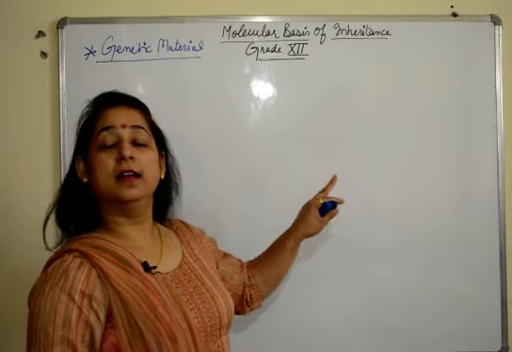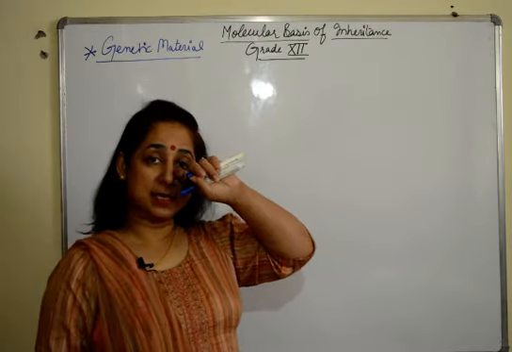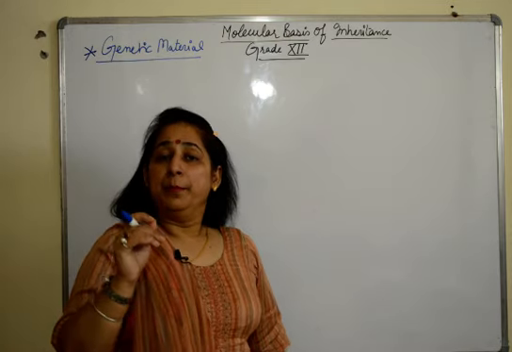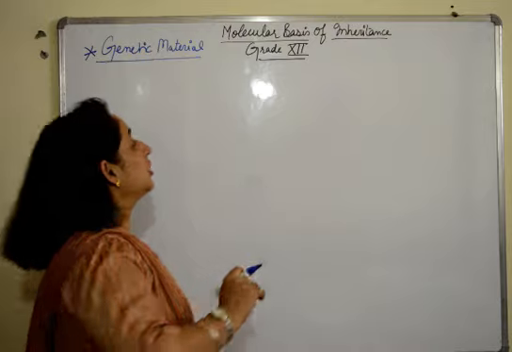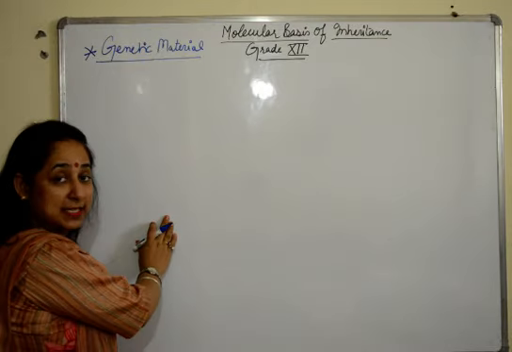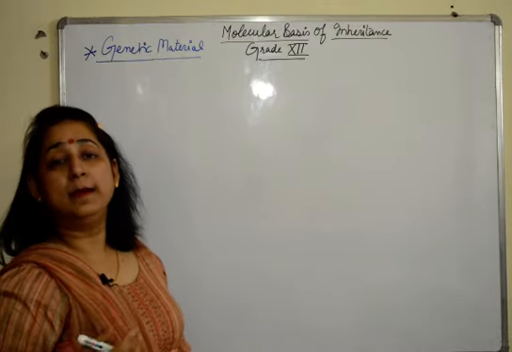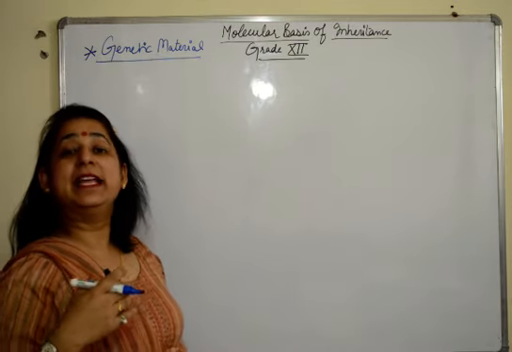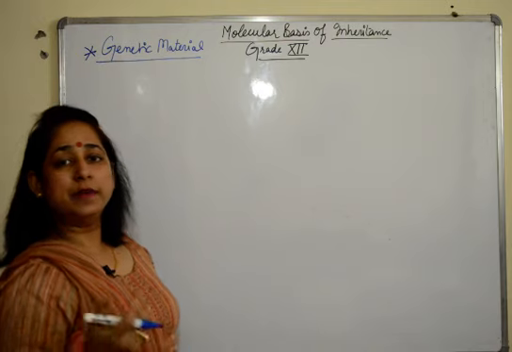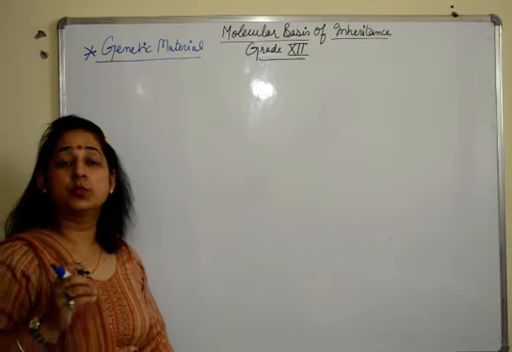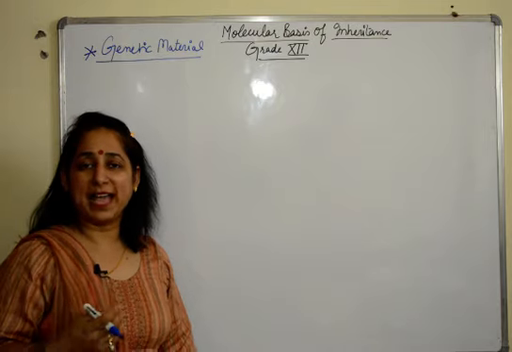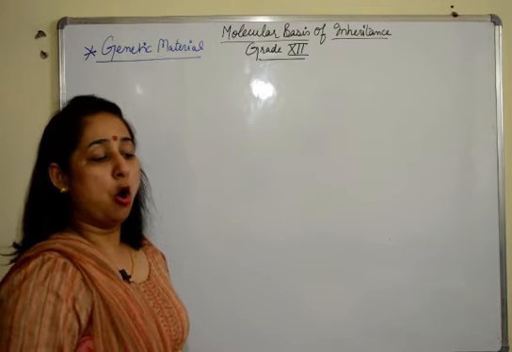In this chapter, basically we are going to talk about the basic characteristics which a genetic material possesses to be called a material which can be inherited. So we will be talking about those characteristics which make it possible to inherit the characteristics from the parents to the offspring.